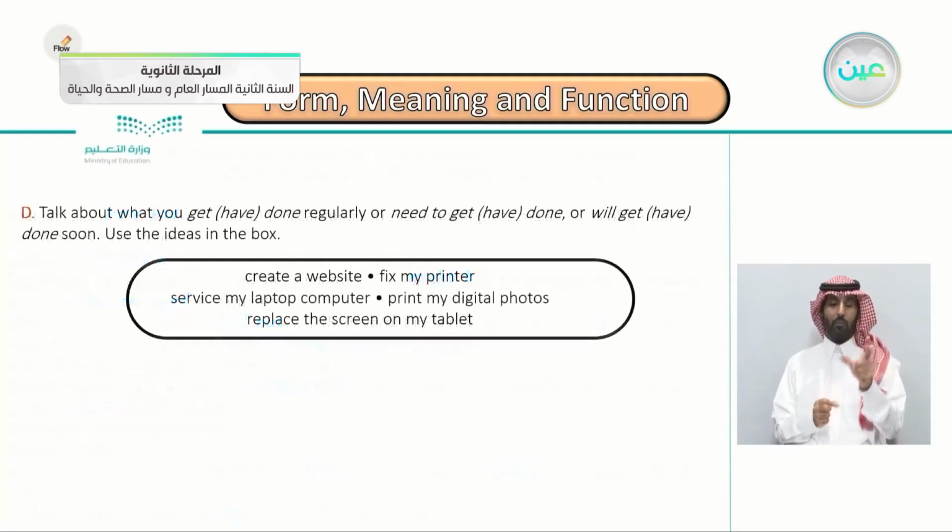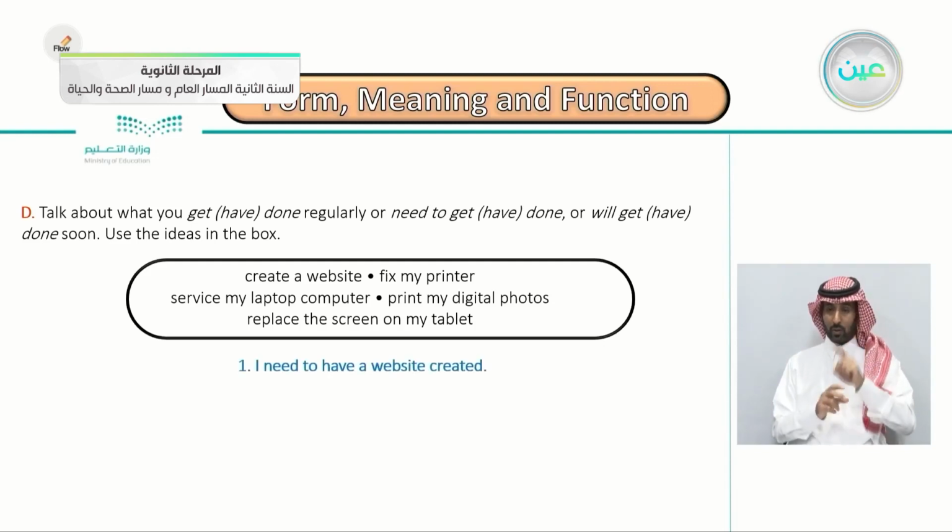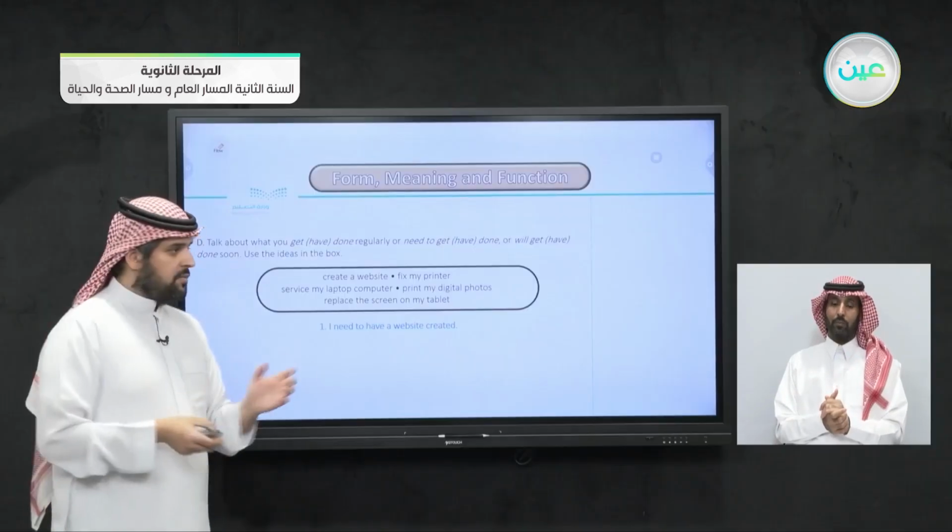Try to focus on changing the form of the verb. Here, the last exercise, talk about what you get or have done regularly, or need to get or have done, or will get. So, all the tenses. Use the ideas in the box: create a website, fix my printer, service my laptop computer, print my digital photos, or replace the screen on my tablet. For example, I will just answer the first one. Create a website. You can say, I need to have a website created.